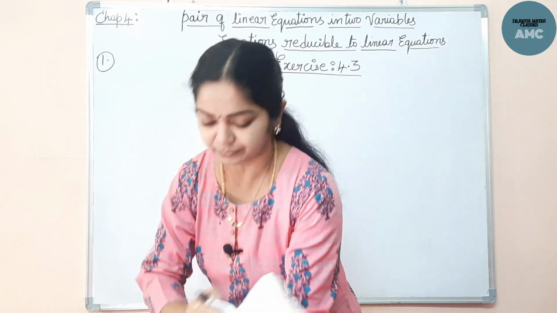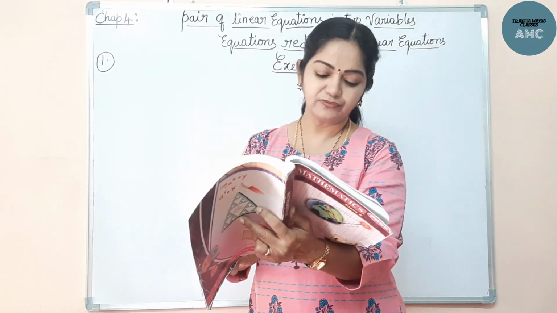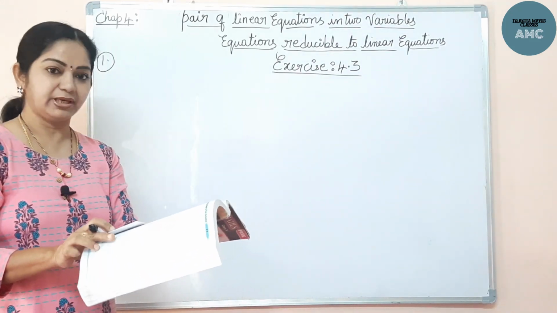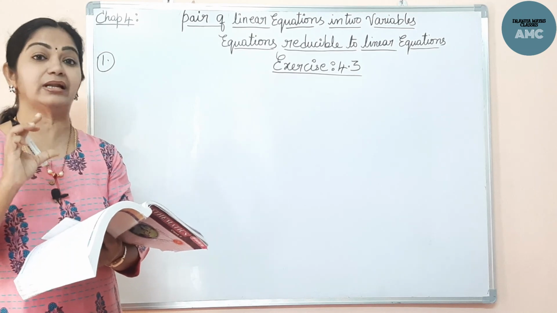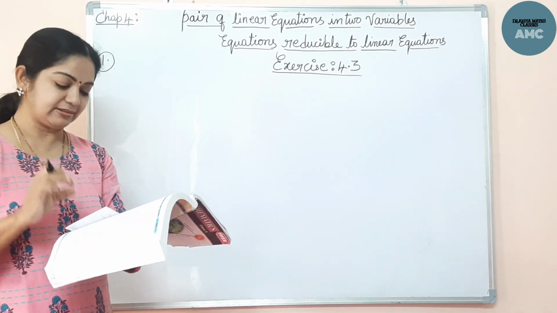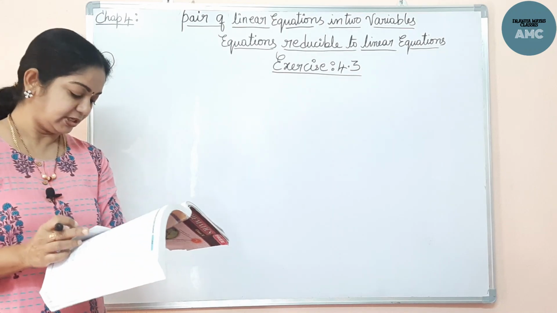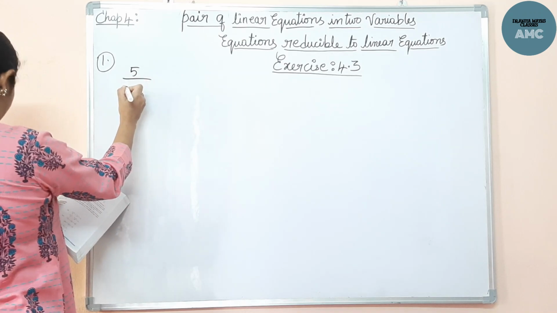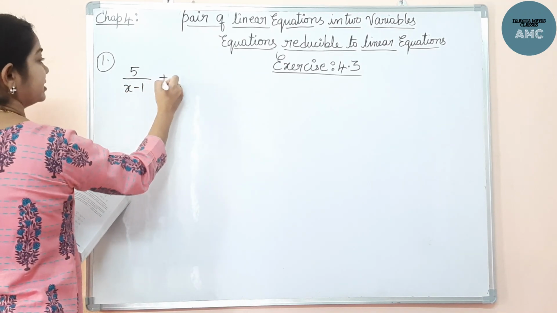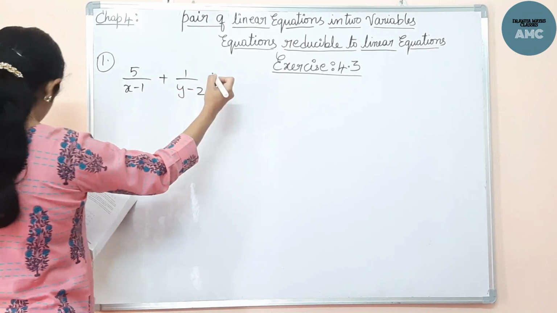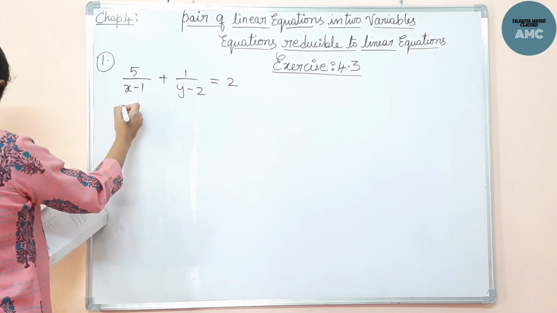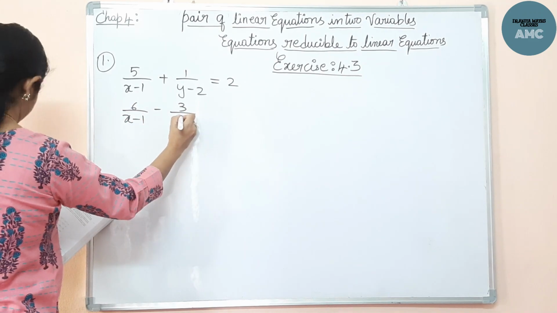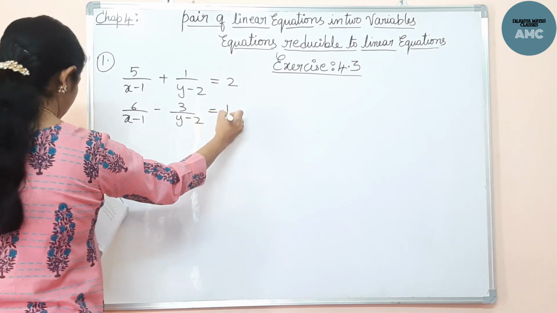I'll read it out for you. Solve each of the following pairs of equations by reducing them to a pair of linear equations. Given some pair of equations which are not linear, isn't it? And reducing them, we have to solve the equations. The first problem: 5 by x minus 1 plus 1 by y minus 2 equals 2. The second equation is 6 by x minus 1 minus 3 by y minus 2 equals 1.